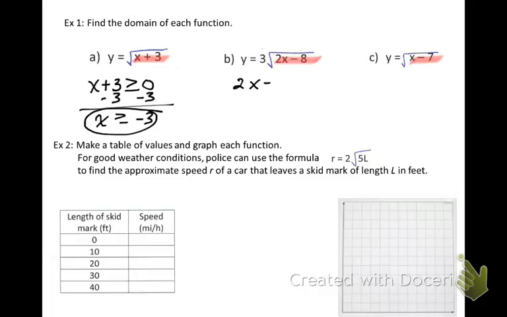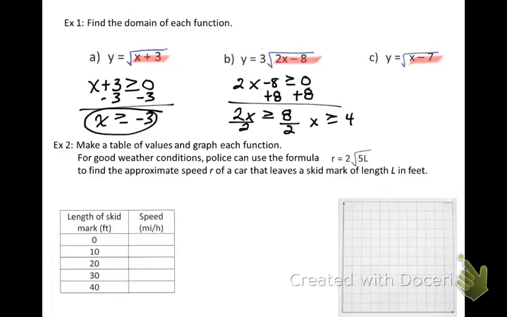So I would do 2x minus 8. Who cares about the 3 on the outside? And it's greater than or equal to 0. Add 8. So 2x is greater than or equal to 8. Divide by 2. So x is greater than or equal to 4.